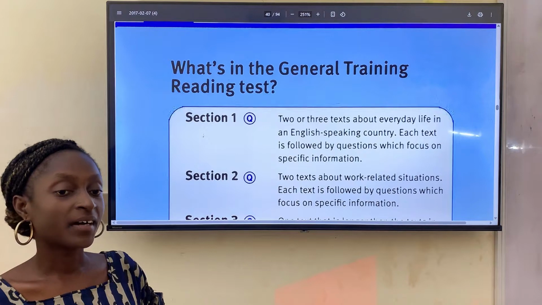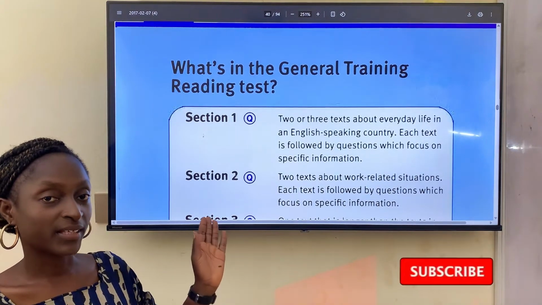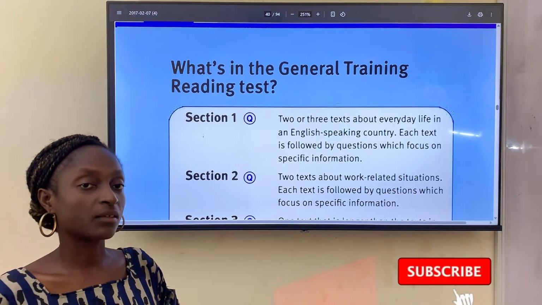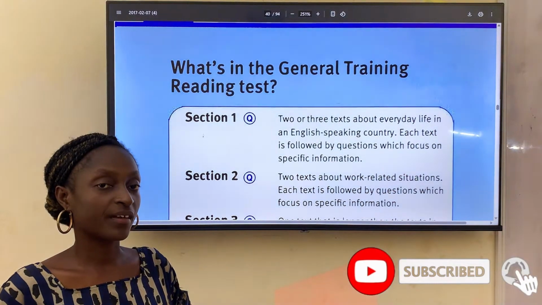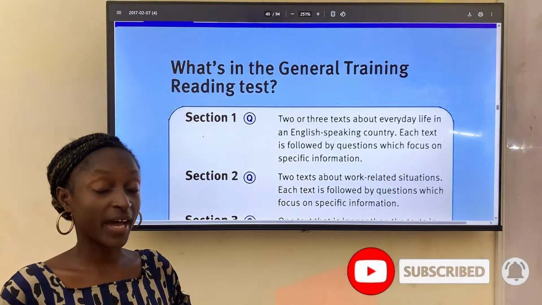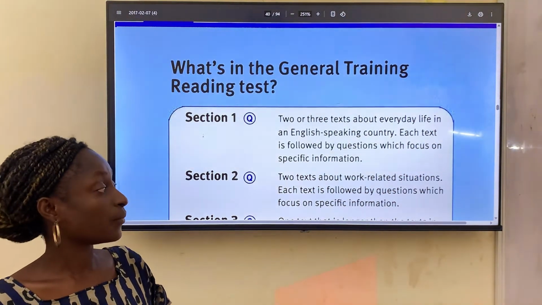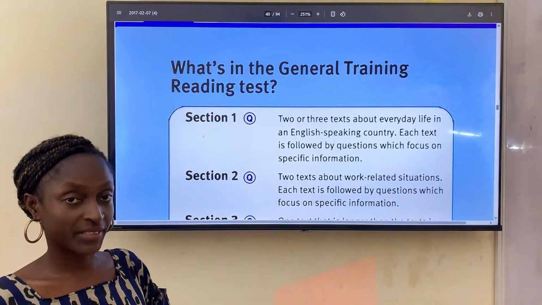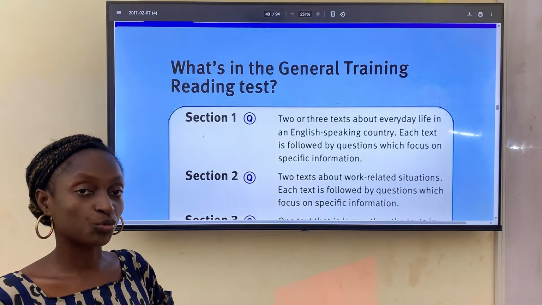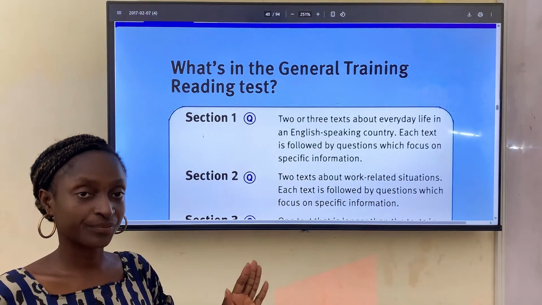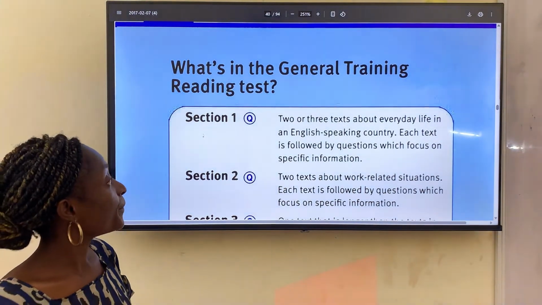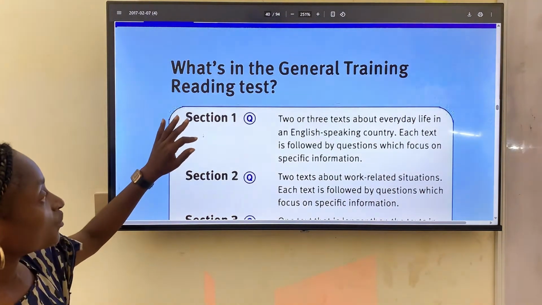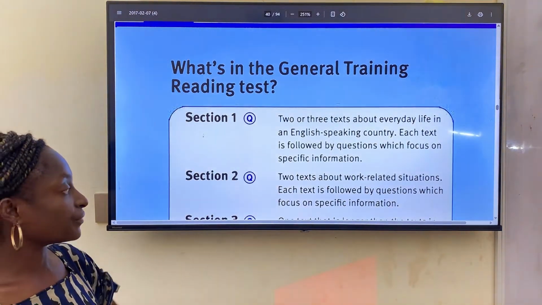Welcome back, and like I said, we're going to be looking at the reading section of the IELTS test, and we're going to be looking at the different question types under the reading test. Then our focus will be on the first section. Now, the IELTS reading has three sections.